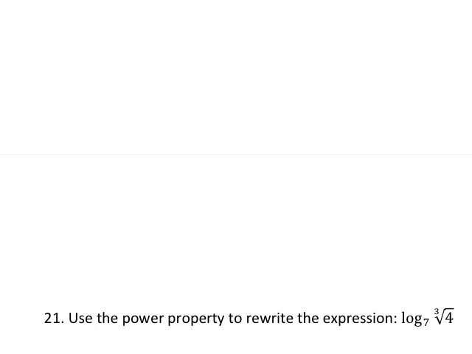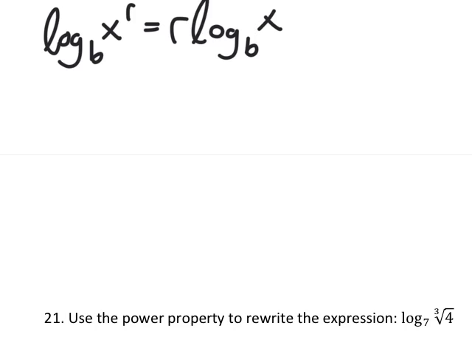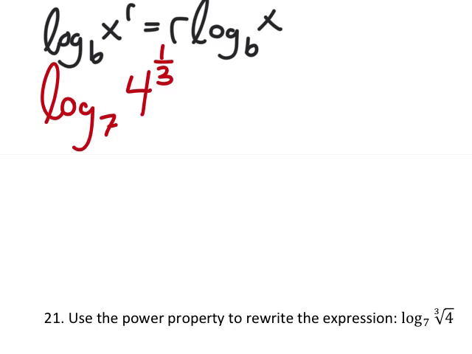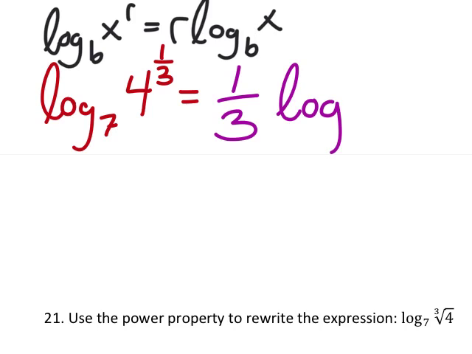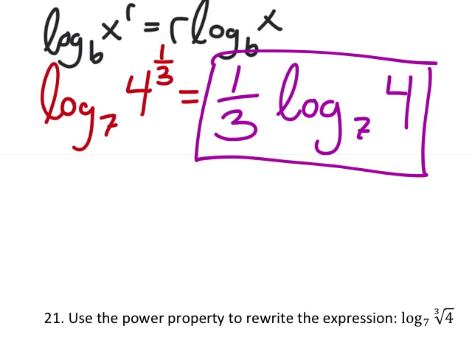Just so you remember the power property, there it is. Now we can see that the x, which in this case is 4, doesn't really have a power, but it's a radical. That's not a problem for us because what we have is log base 7 of 4 to the power of 1/3. So we're going to multiply the log by that power, which is 1/3. Rewriting this, we get 1/3 log base 7 of 4. That's all we wanted right there.